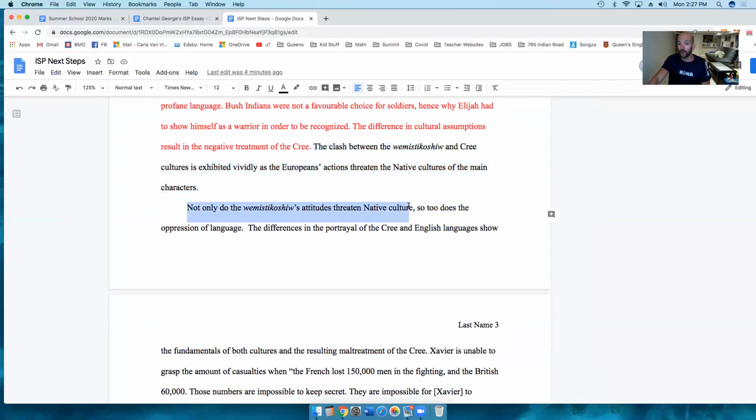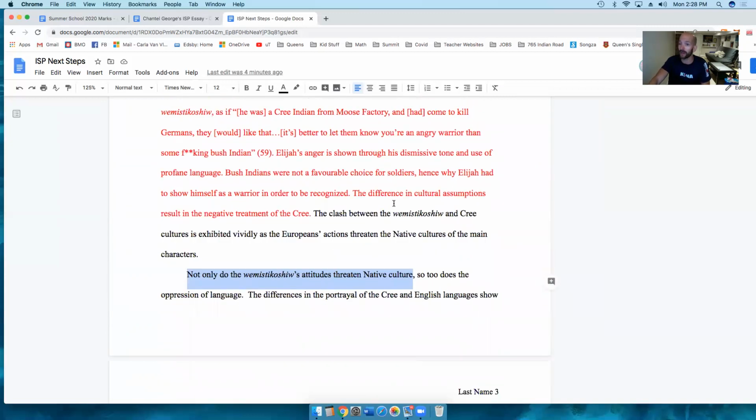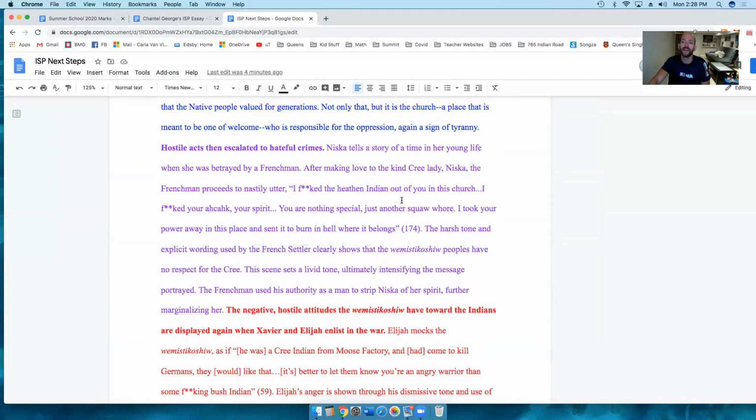So what I've highlighted here is what I argued above. Not only do white people's attitudes threaten Native culture, that's what I argued above, so too does the oppression of language, what I'm going to argue below. So it's a nice fluid transition to what I did and what I'm about to do. But here's what's really important. Make sure that you've transitioned between paragraphs. Please make sure you've done that.